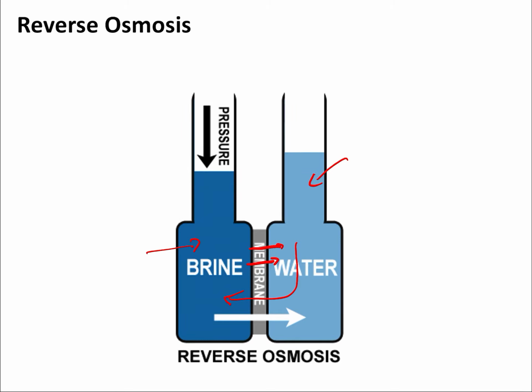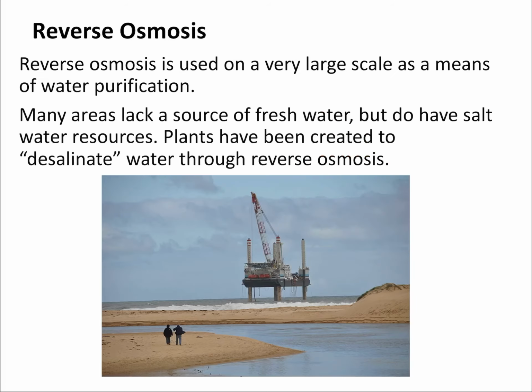So this is used for drinking water. It's used for making DI water in labs, deionized water, because ions typically can't pass through the membranes that are often used. You can do this on a large scale. And if an area lacks a source of fresh water, but is, say, close to the ocean, so has lots of salt water, you could use salt water and reverse osmosis to remove the salt from the water, a process called desalination. And that would provide a certain amount of drinking water.